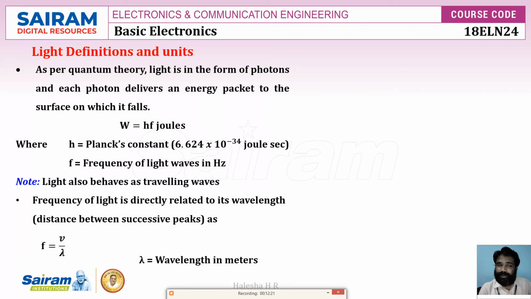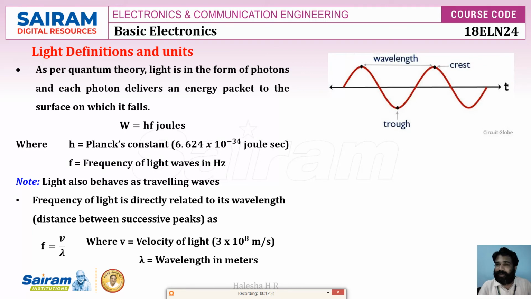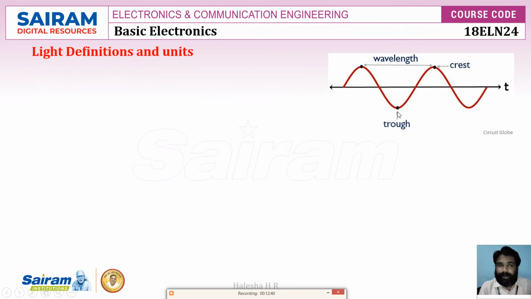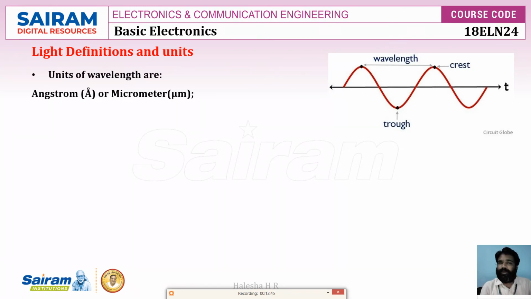So f is equal to v divided by lambda, where v is the velocity of light and lambda is the wavelength in meters. That means this is called wavelength, the distance between the successive peaks. The crest means maximum value and the trough means minimum. The units of wavelength are angstrom or micrometer. That means 1 angstrom is equal to 10 to the power minus 10 meter, or 1 micrometer is equal to 10 to the power minus 6 meter.